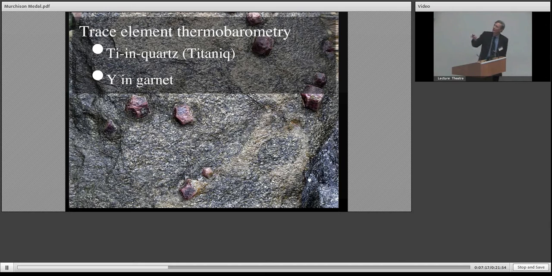I'll talk a little bit about titanium in quartz. I'll actually start with yttrium in garnet. Yttrium is one of those elements that, well, it's been in garnets for hundreds of millions of years.